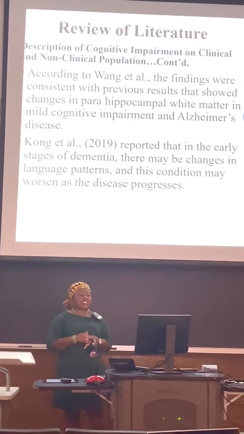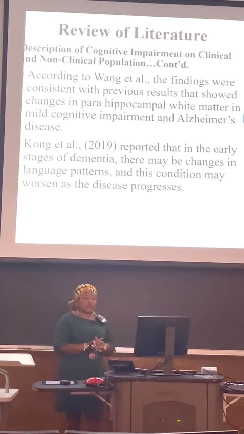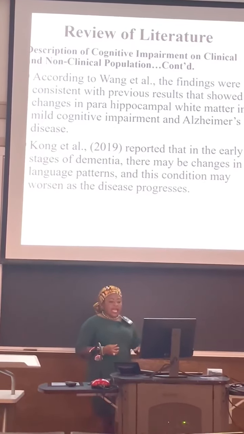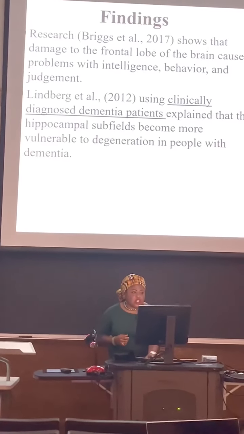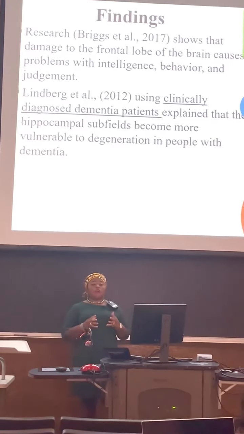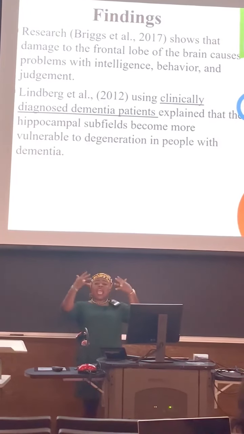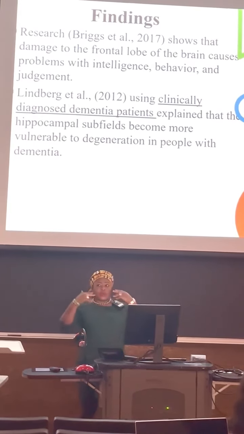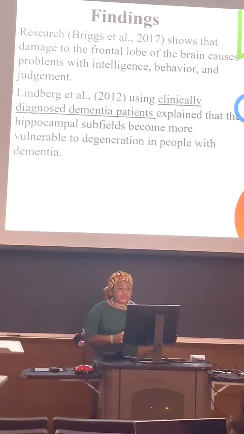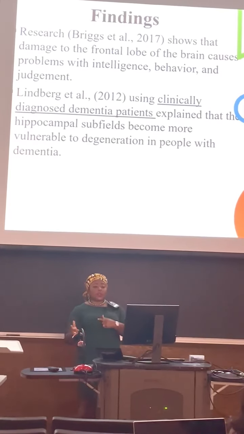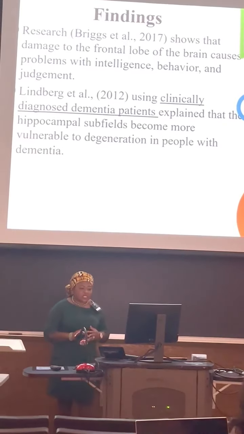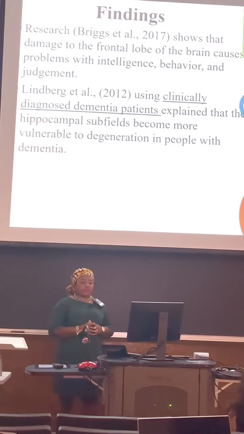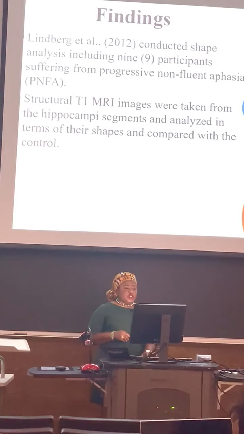Now, Kong et al. 2019 reported that in the early stages of dementia, there may be changes in language patterns, and this condition may worsen as the disease progresses. So we have damage to the frontal lobe of the brain, which causes problems with intelligence and behavior. That is why they wander, they're in their own world, they don't know what goes on around them, and then the reasoning and their judgment. And then we also have that, using clinically diagnosed dementia patients, Lickberg 2012 explains that the hippocampal subfields become more vulnerable to degeneration in people with dementia.